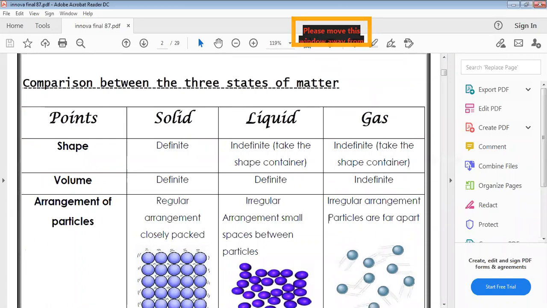What about the gas? The attraction force between them is going to be very weak. Why? Because the particles move randomly, move freely, move in any place they want. So the attraction force between the particles is very weak. Is there an attraction force? Yes, there is an attraction force, but it's weak.